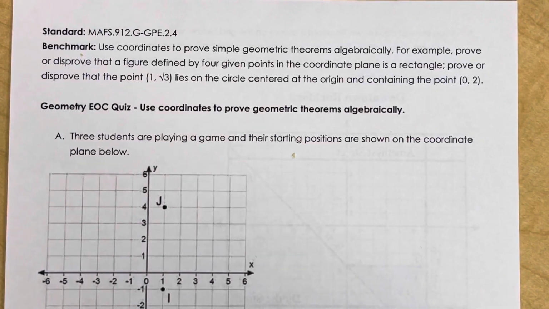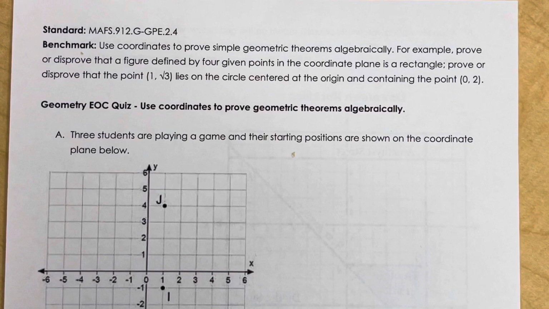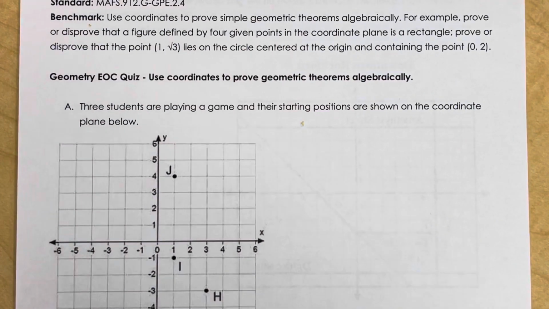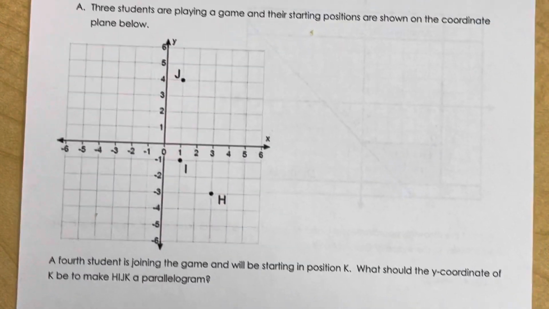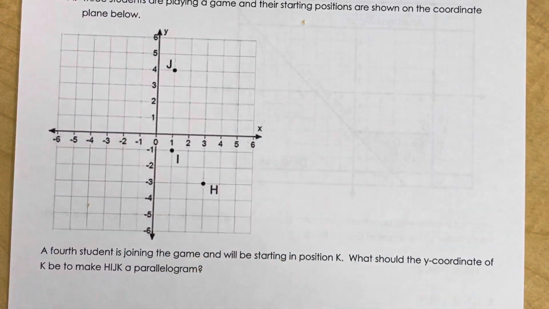Hey guys, today we're going to talk about using coordinates to prove simple geometric theorems algebraically. So we're going to prove different types of shapes on graphs using their coordinates. My first question says, 3 students are playing a game and their starting positions are shown on the coordinate plane below. So here's a picture, here's my starting places for the 3 people.